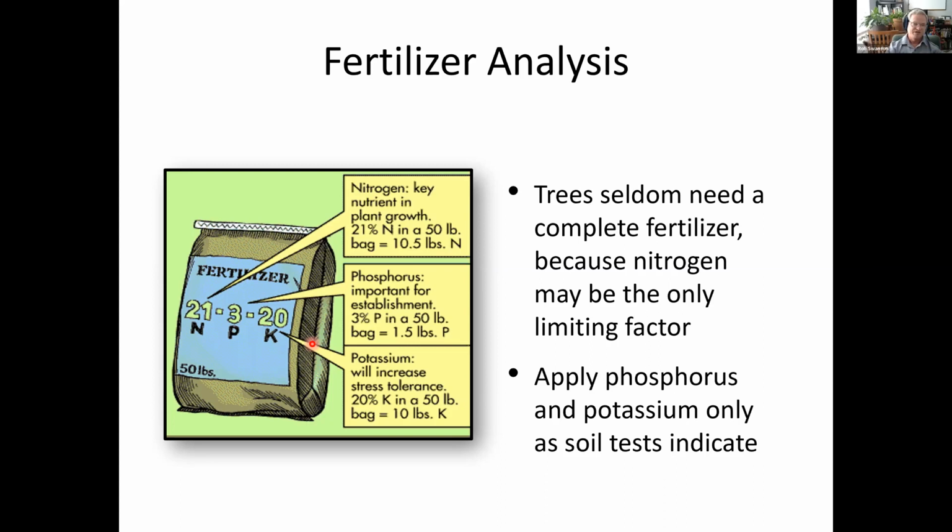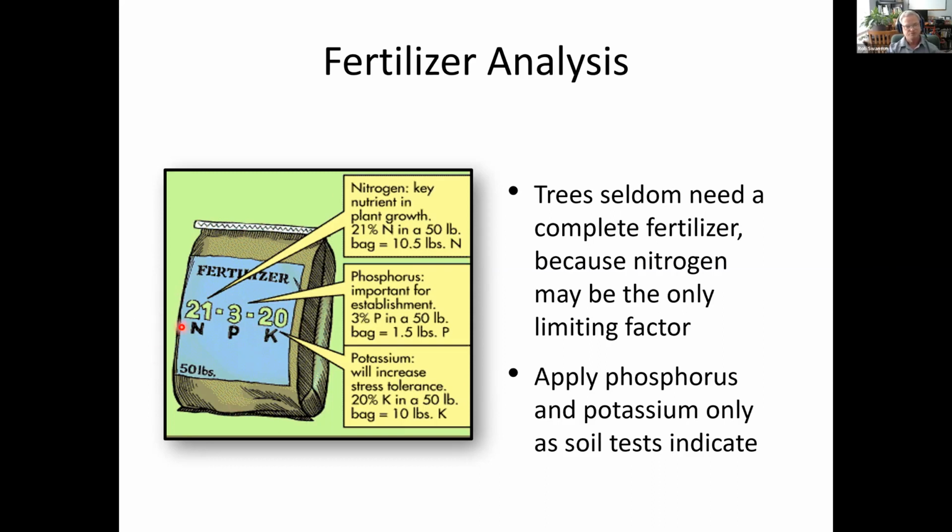So it would be common to see something more like this, 23-3-20, where all 3 numbers are not going to be the same. Georgia has very high phosphorus, so it's quite common in Georgia to see this number be fairly low. In fact, it could even be a 0, like 21-0-20 or 21-0-15. So you can purchase these with all different types of numbers.